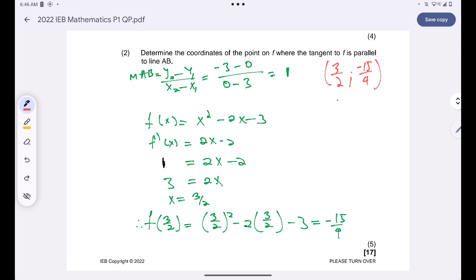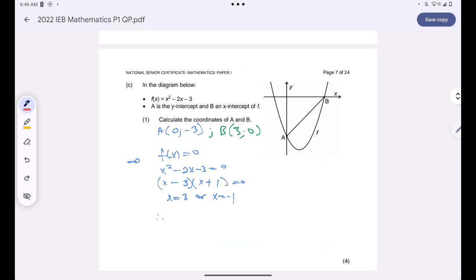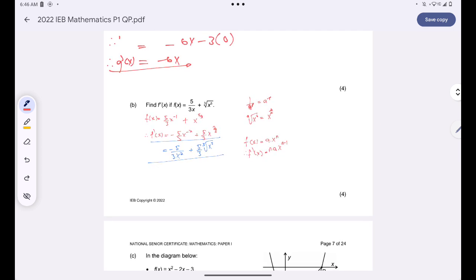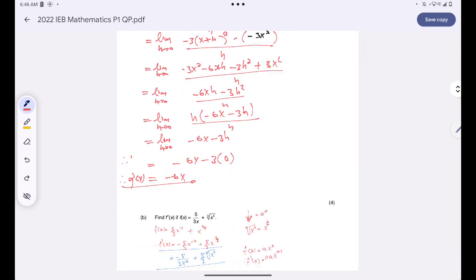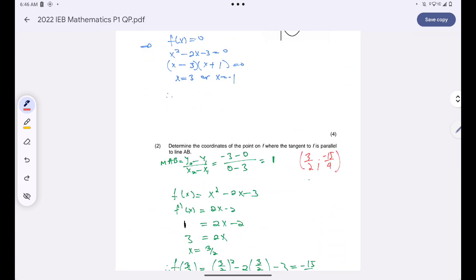That's how you could have tackled question 3. Is it question 3? Yeah, question 3.